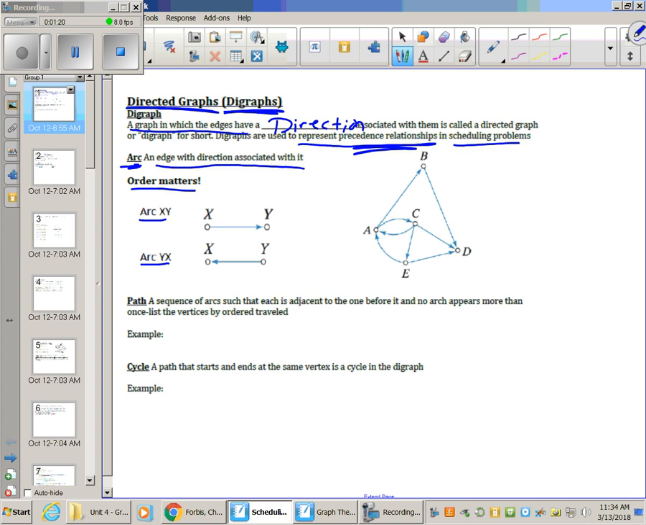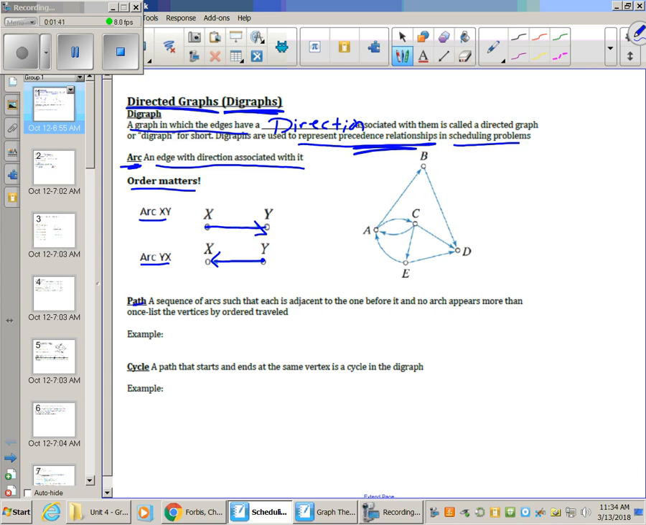If I say arc XY, I mean from X pointing to Y. If I say arc YX, I mean coming from Y and pointing towards X. Okay, so just keep that in mind. It is important how you write which letter goes first. Okay, so we still have some of the same things that we do in regular graphs.